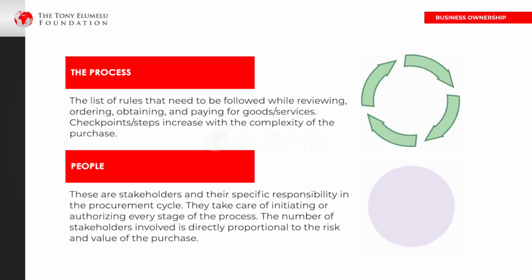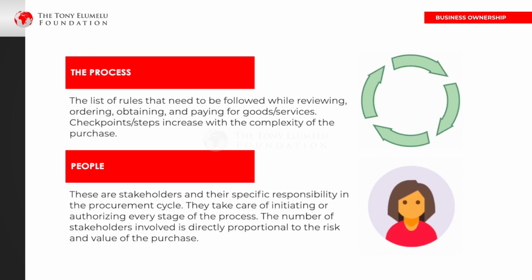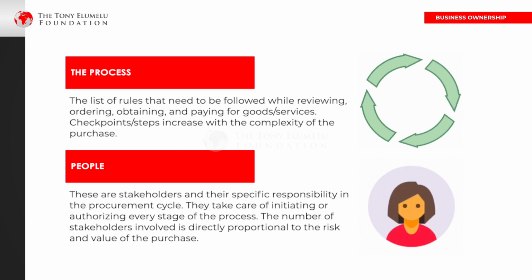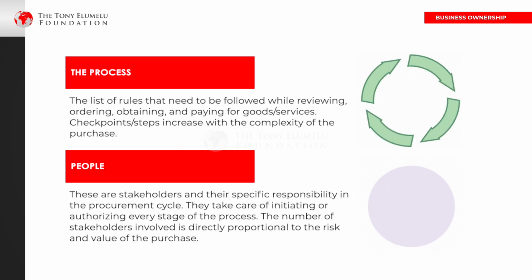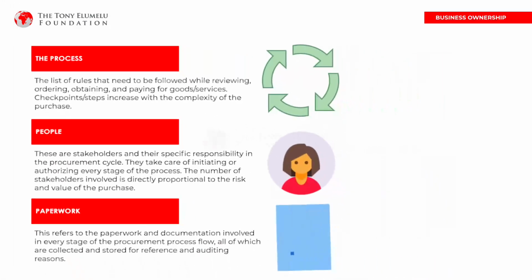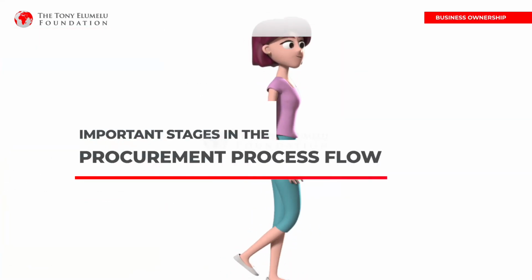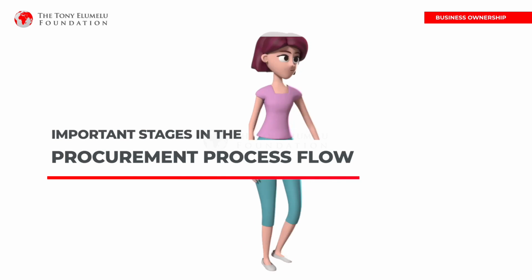People: these are stakeholders and their specific responsibility in the procurement cycle. They take care of initiating or authorizing every stage of the process. The number of stakeholders involved is directly proportional to the risk and value of the purchase. Paperwork: this refers to the paperwork and documentation involved in every stage of the procurement process flow, all of which are collected and stored for reference and auditing reasons. These are important stages in the procurement process flow.